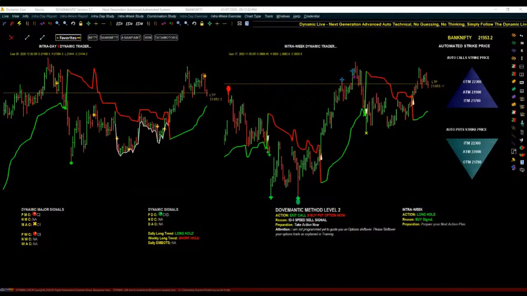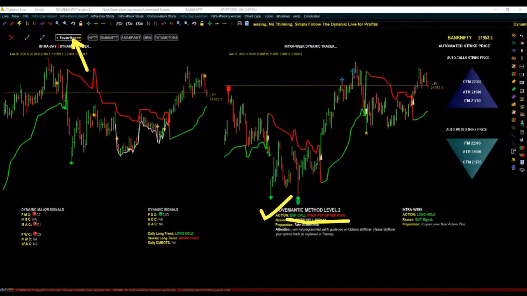Now how do we start trading? When it comes to trading, as it was told in the webinar, it is just a matter of 1, 2, 3 easy steps. First step is just click on this favorites to select any of your favorite stocks that you plan to trade. Second step is come and check what is written under this Daumantic method action information. Whatever is written, based on that, simply place orders and start trading.